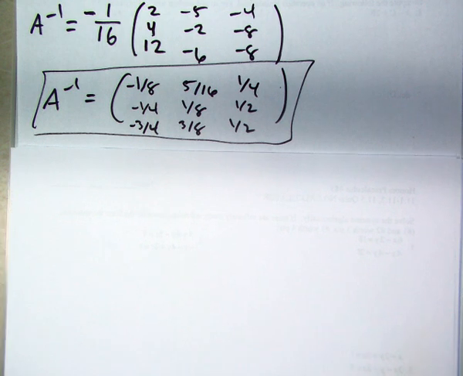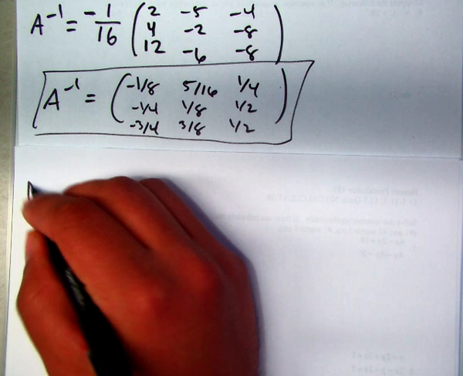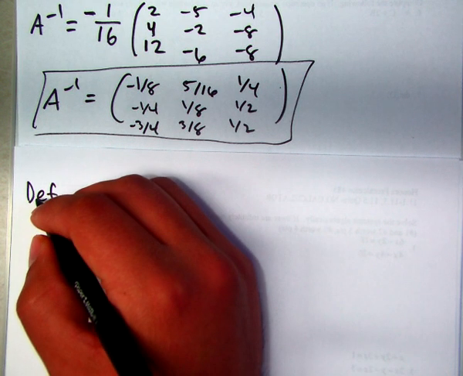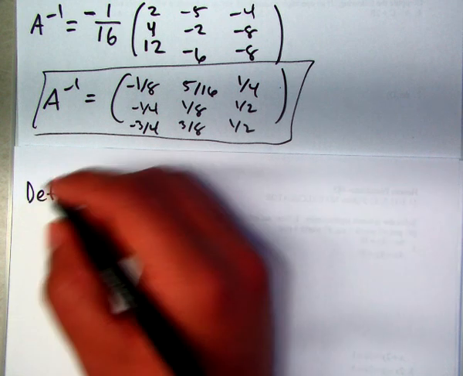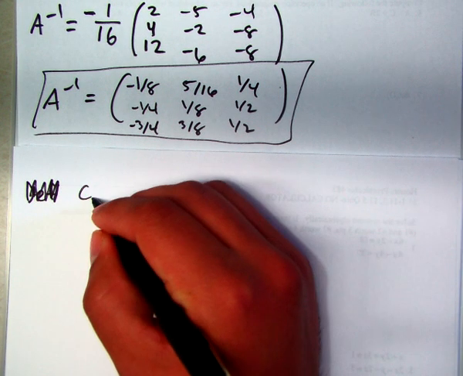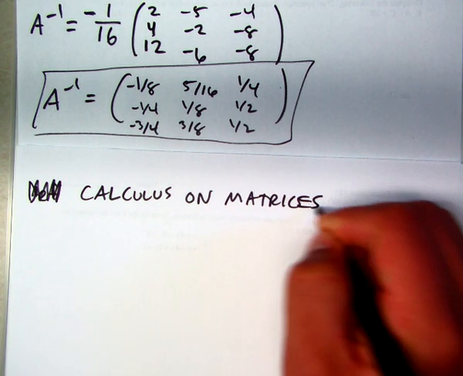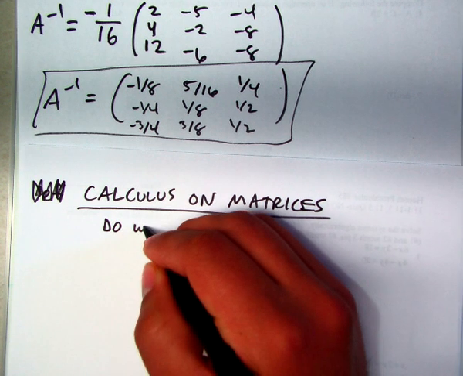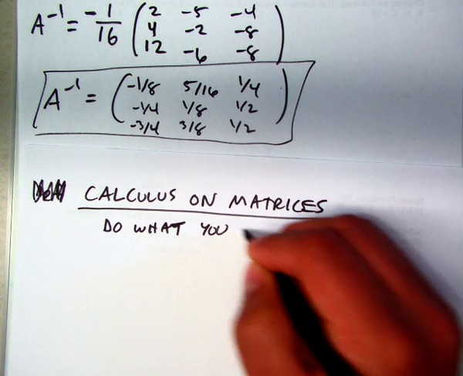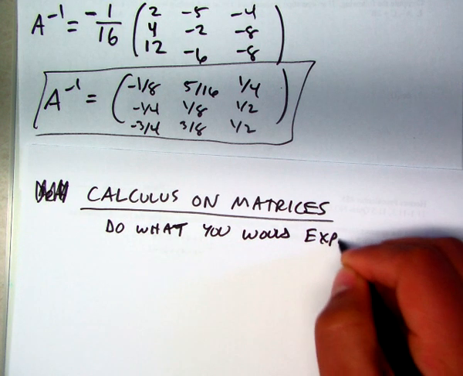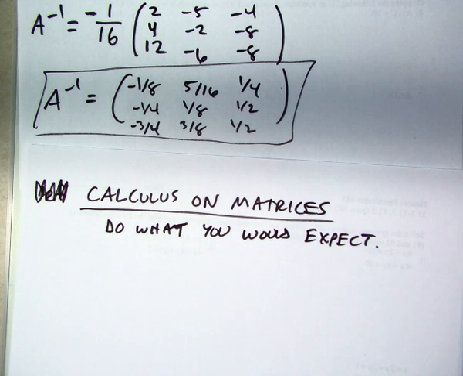Okay. As far as what's left today, just a couple of quick things. Calculus on matrices. Do what you would expect. I'm not even going to do any examples. Which means that if you're integrating a matrix, what you're going to end up doing is what? Integrating each spot. Take the derivative of a matrix, differentiate each entry. Does that make sense? Okay. That's really all that needs to be said there.